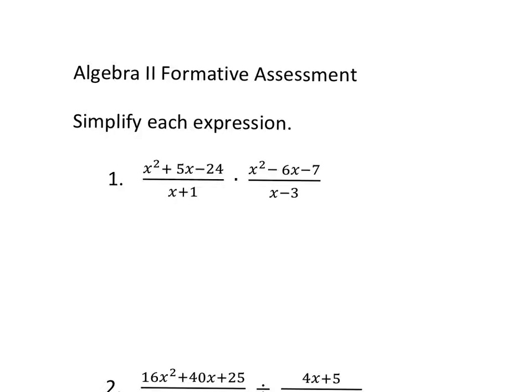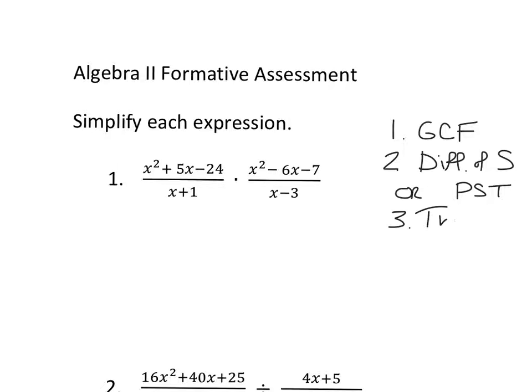Alright, so the key to doing all this is factoring each of the expressions. And remember, our steps in factoring are: step 1, take out the greatest common factor. Step 2, look for difference of squares or a PST. And step 3, trial and error.